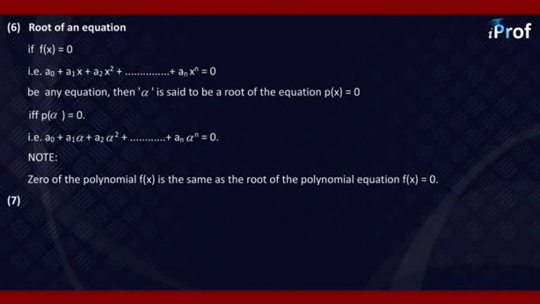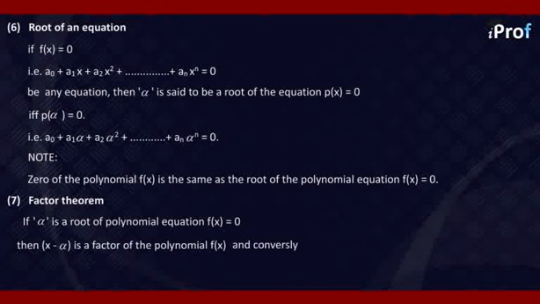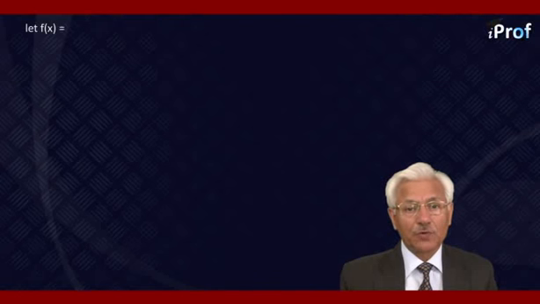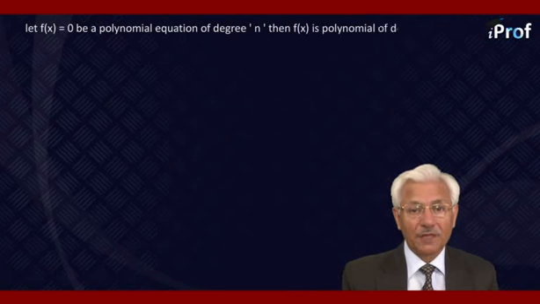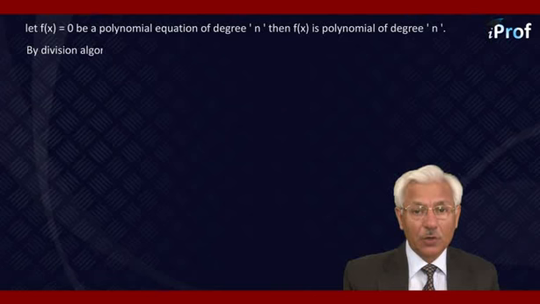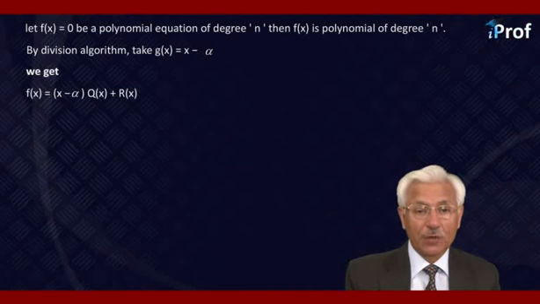Further, we discuss the factor theorem. What is the factor theorem? If alpha is a root of the polynomial equation f(x) equal to 0, then x minus alpha is a factor of the polynomial f(x), and conversely. To explain the factor theorem, let f(x) equal to 0 be any polynomial equation of degree n. Then f(x) is a polynomial of degree n. By division algorithm, take g(x) equal to x minus alpha. We get f(x) equal to (x minus alpha) into q(x) plus r(x). We have used the division algorithm.